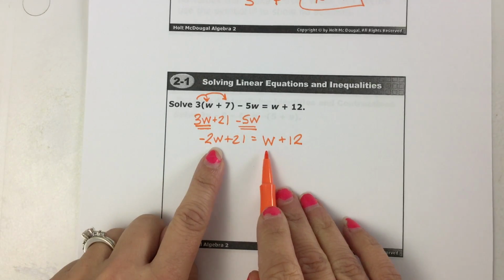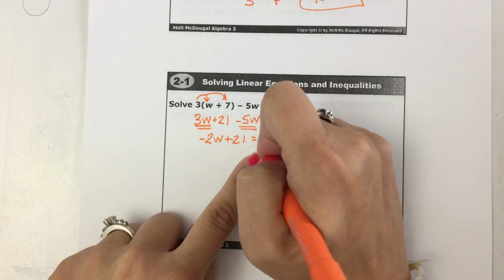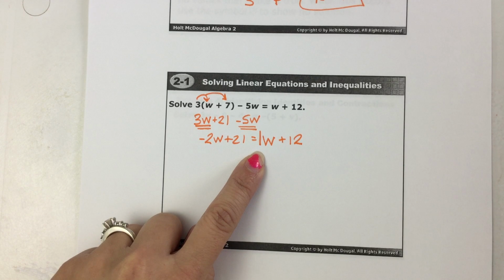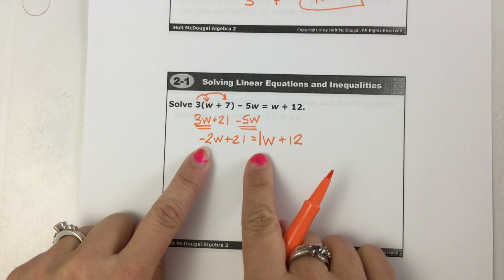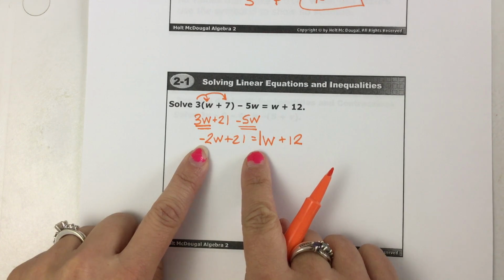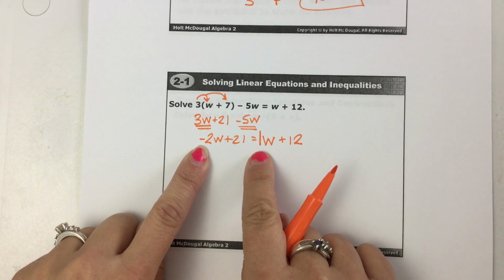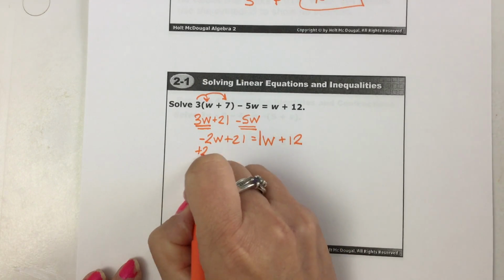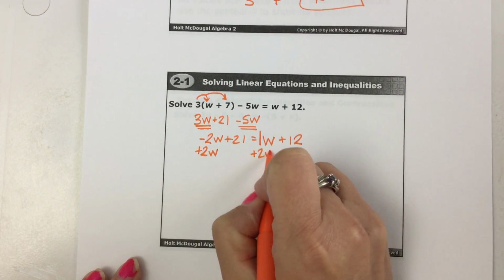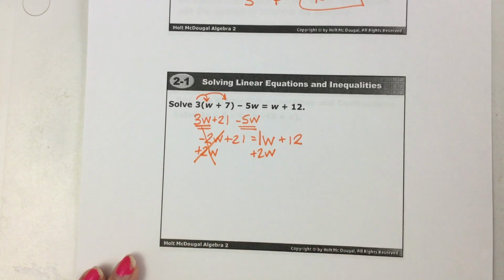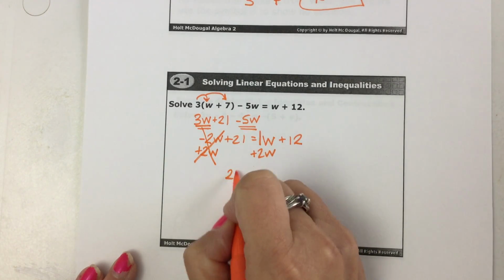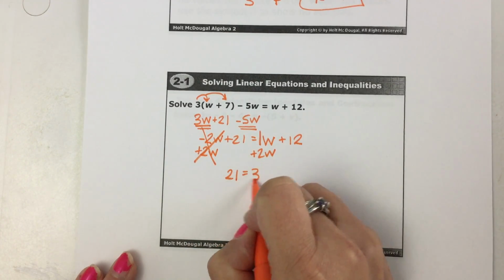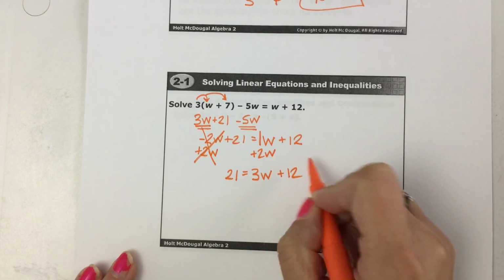You cannot have w's on both sides. This w does not have a number in front. Remember, that means that it would be 1w. Look at the numbers in front. This is where I play weakest link. Negative 2 is smaller than 1. To cancel a negative 2w, I add 2w. You are the weakest link, goodbye. I have 21 left. 1w plus 2w is 3w. I still have a plus 12.